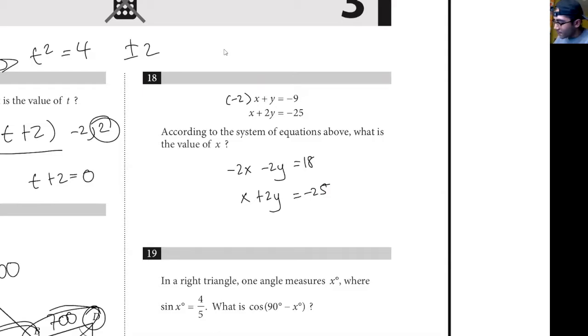Okay, so we have negative x is equal to 18 minus 25. I think that's, I'm brain farting, negative 7. So x is equal to 7 here.